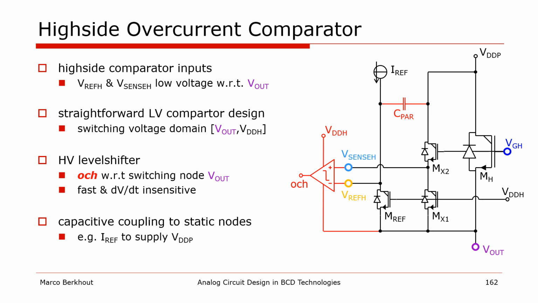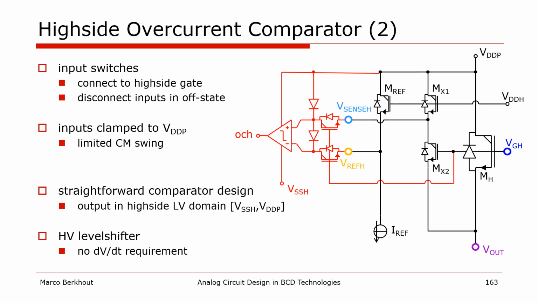An alternative is to build a comparator that is supplied from a static voltage and disconnect the inputs when the high side power FET is switched off. This can be done by inserting 2 DMOS switches between the comparator inputs and the sense and reference voltages. These switches can be controlled easily by the gate of the power FET. In the off state, the comparator inputs are clamped to the supply with diodes, so the common mode swing is limited. And this again leads to a straightforward comparator design followed by a high voltage level shifter that in this case does not have to be insensitive to voltage transients since it connects to a static voltage domain.